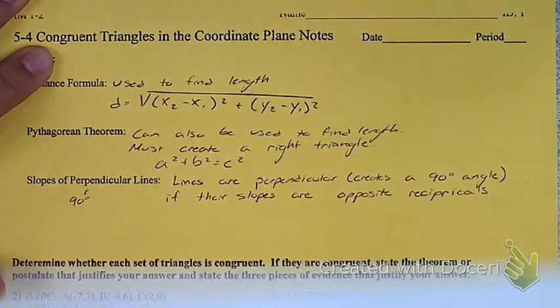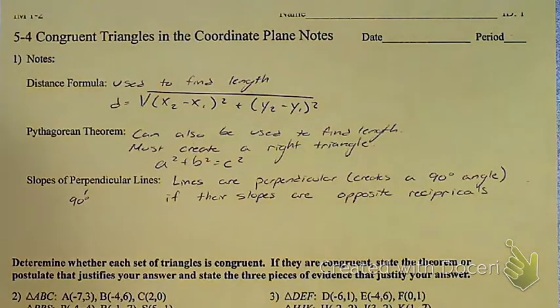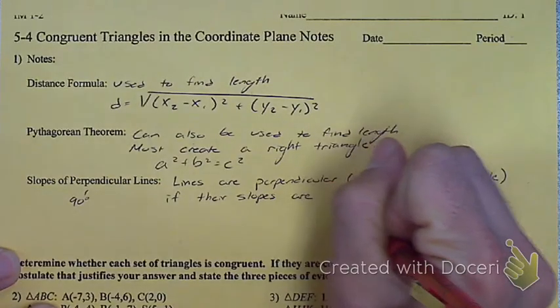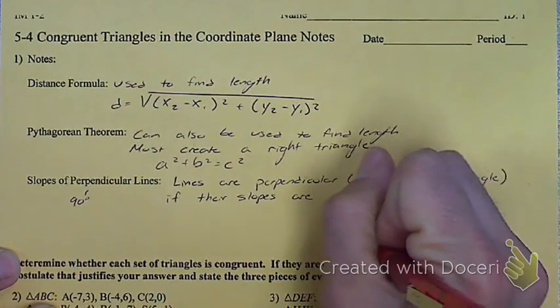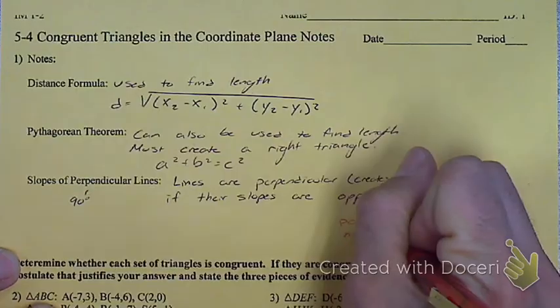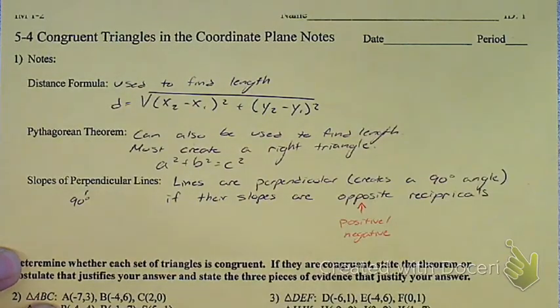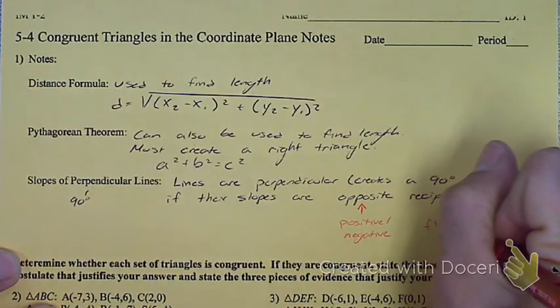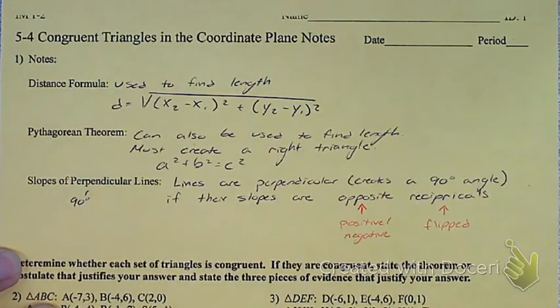And here's what that means. Opposite means if it's positive, it's going to be negative. If it's negative, it's going to be positive. Reciprocal is flipped. Meaning if it's 1 over 4, it's going to become 4 over 1. 3 over 5, it'll be 5 over 3.